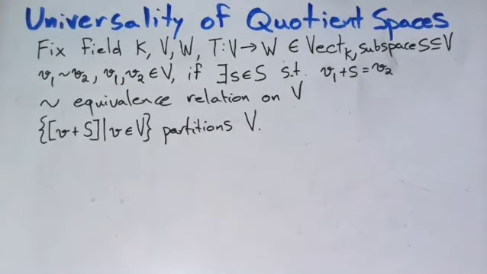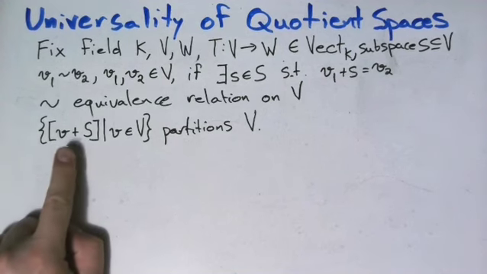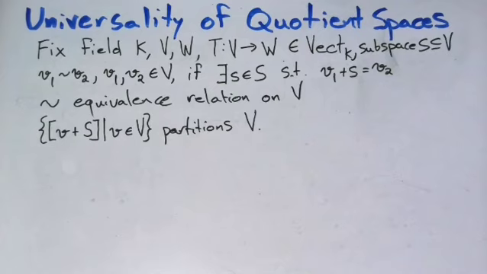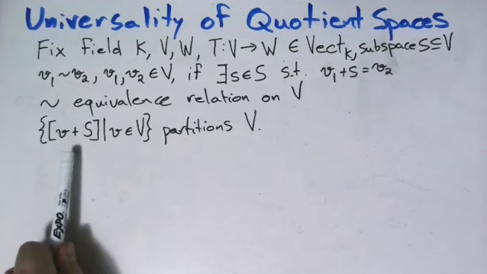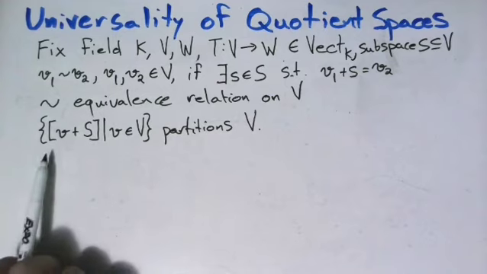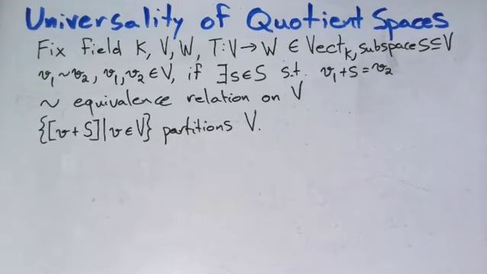So anytime you start in one of these equivalence classes, one of the vectors in here, and you just keep adding elements of S to it, you'll always stay within this equivalence class. And every vector is only part of exactly one of these equivalence classes, all of the vectors in V. Now, using this, we can actually define vector operations on these equivalence classes.